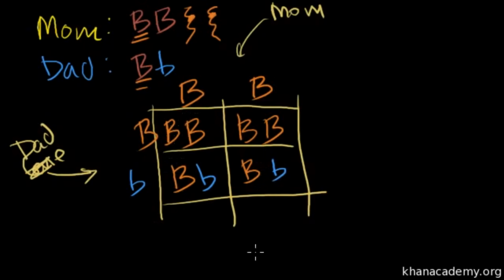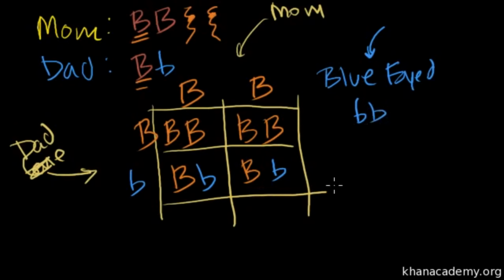So if you said, what's the probability of having a blue-eyed child? Assuming that blue eyes are recessive, and remember, this is a phenotype. These particular combinations are genotypes. In order to have blue eyes, you have to be homozygous recessive. You have to have two lowercase b's. So what's the probability of having this? There are no combinations that result in that, so there's a 0% probability of having a blue-eyed child.